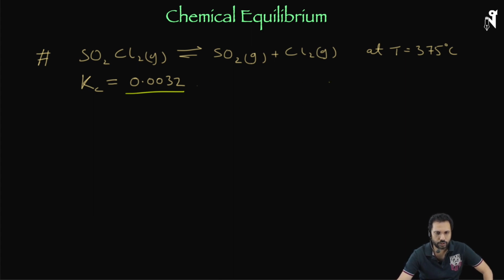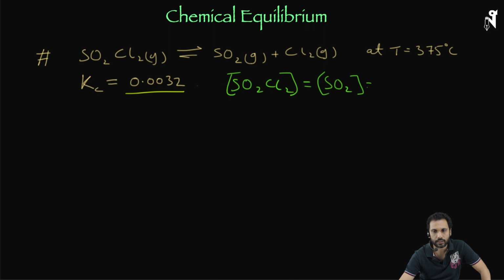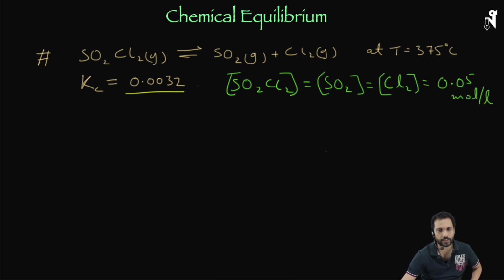Now what they are saying is, if at a certain time all the ingredients have the same concentration, 0.05 moles per liter, that means the SO2Cl2 concentration is equal to the SO2 concentration is equal to the Cl2 concentration, which is 0.05 moles per liter. Then you have to comment on which of these species is going to increase in concentration and which one is going to decrease in concentration. So pause the video and do it fast.